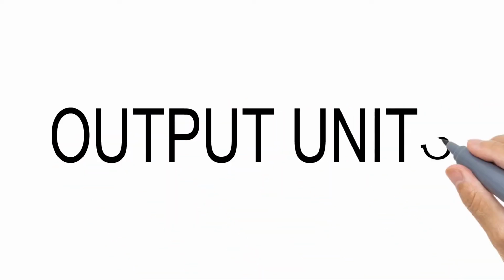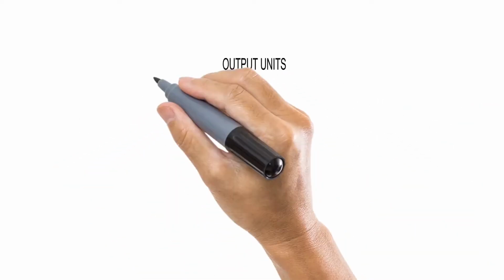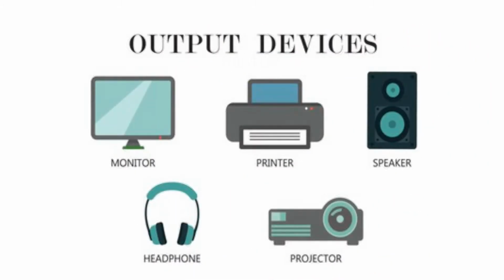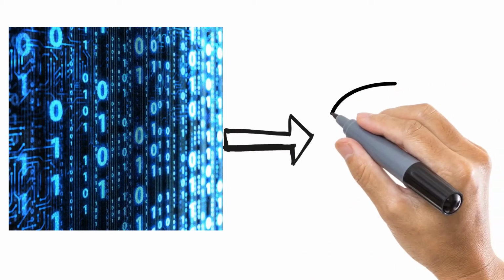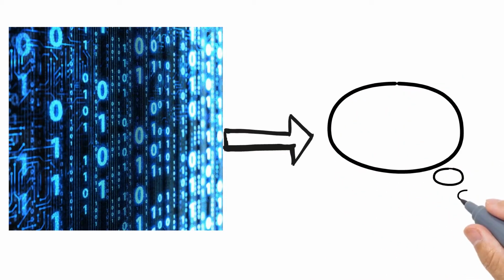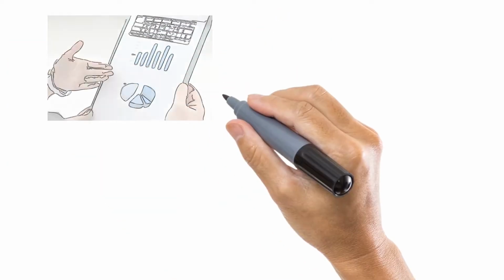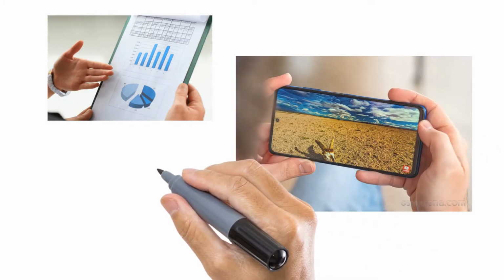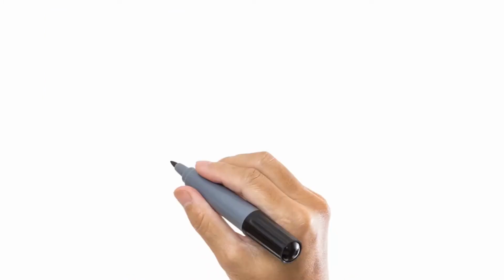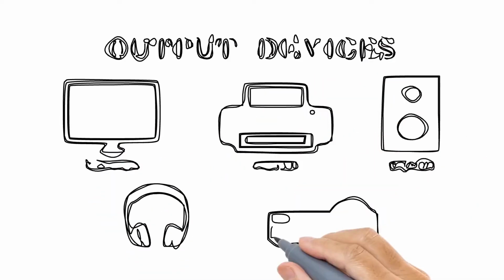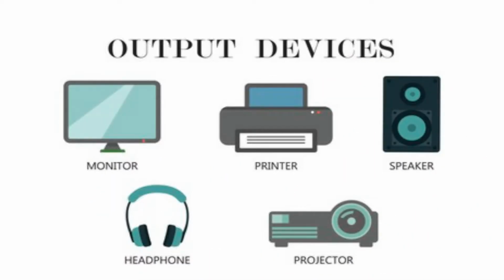Now we will talk about the output unit. These devices are responsible for providing output or desired computed data to the user. They convert digital or binary signals received from the computer into a user understandable language or form. They provide various forms of output such as hard copy, visual outputs, sound, etc. There are various kinds of output devices that are used in our day-to-day life like monitors, printers, speakers, headphones, etc.